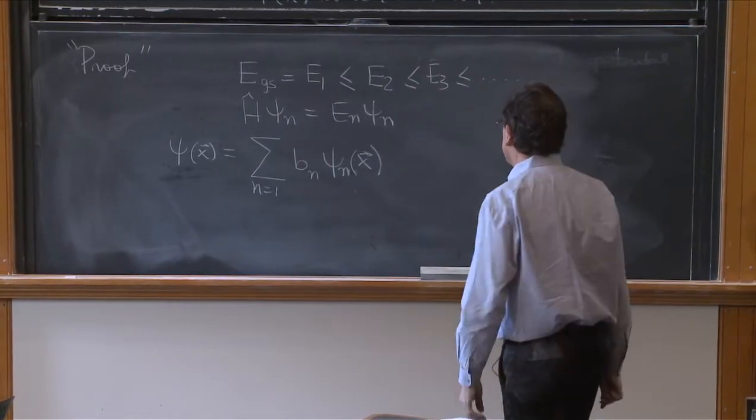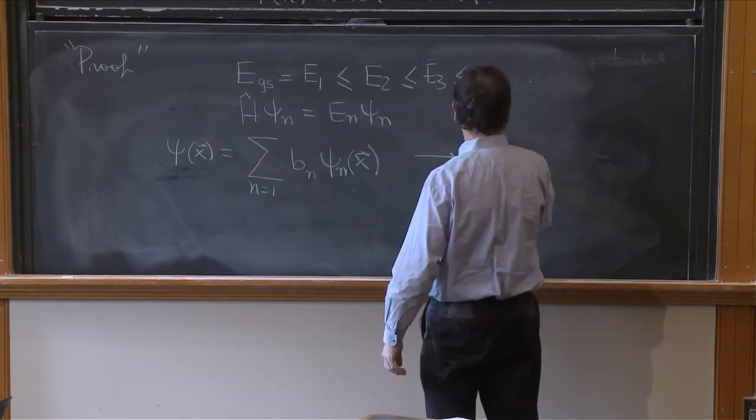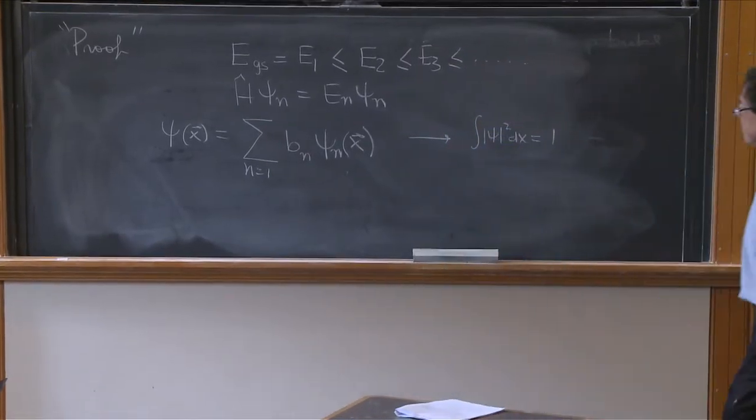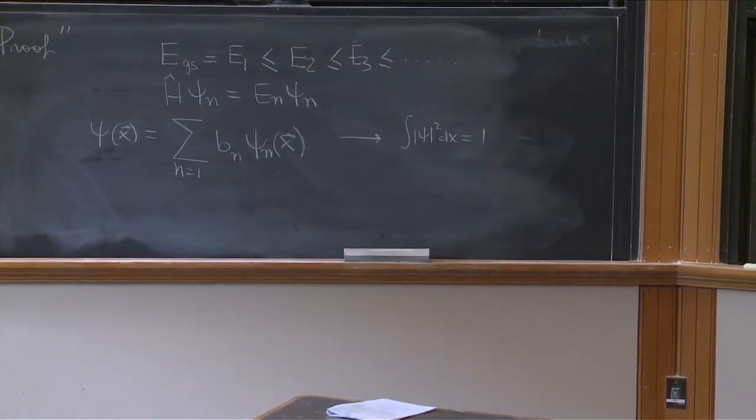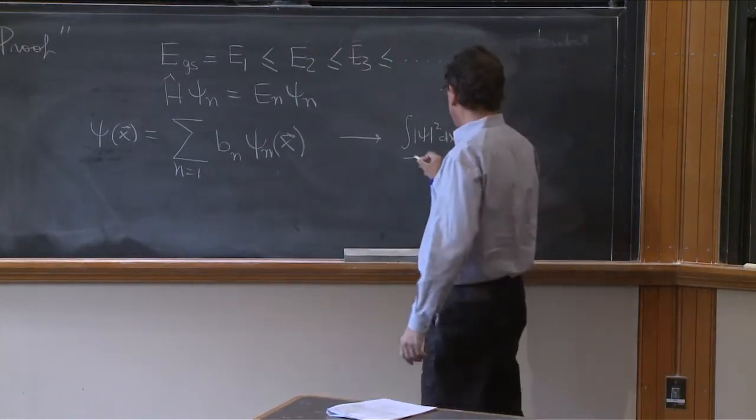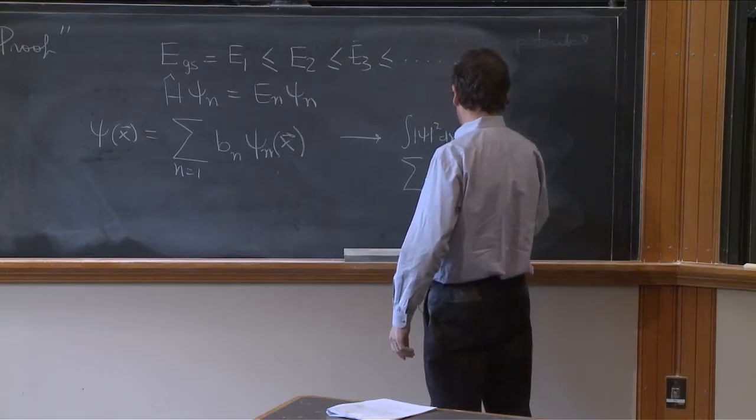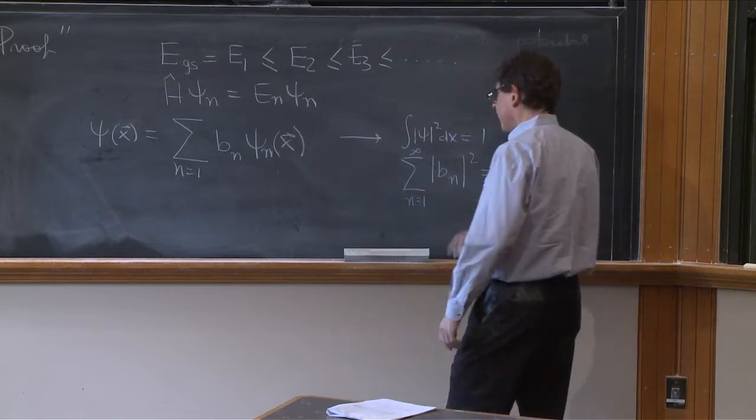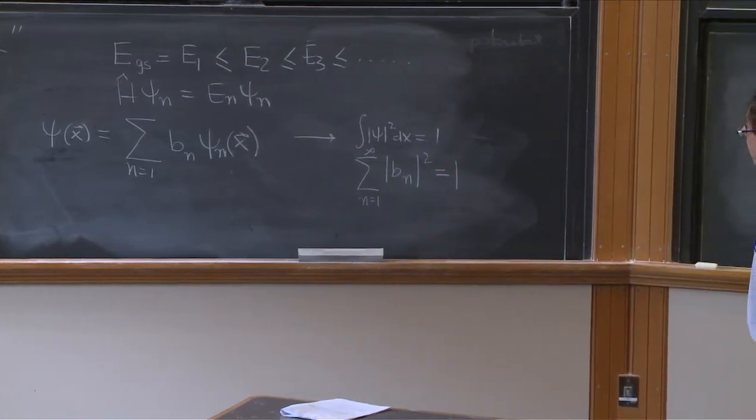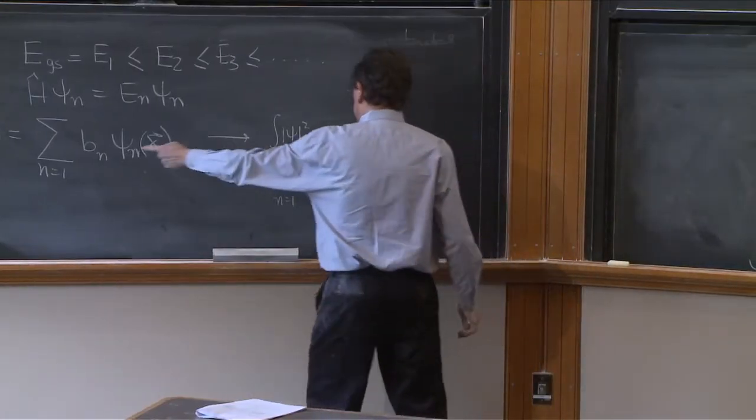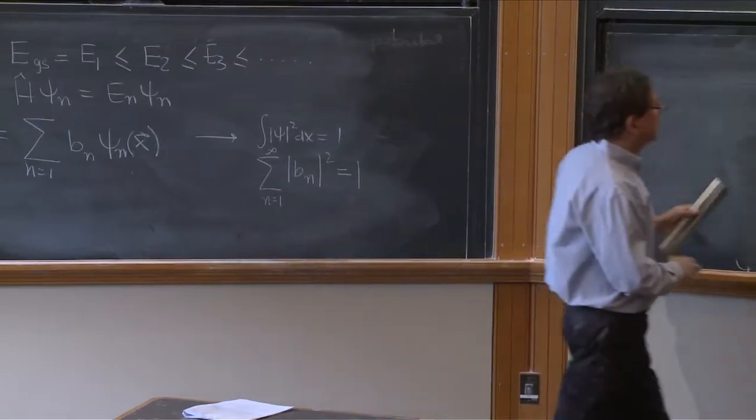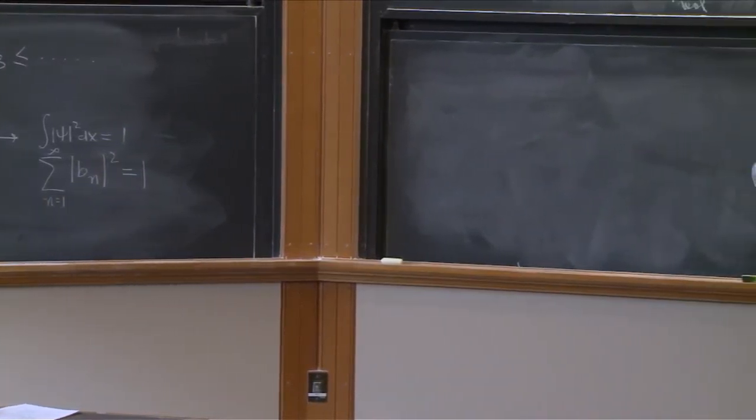A couple of things. The integral of psi squared being 1, you can do that integral, that condition is the sum of the Bn squareds is equal to 1. Here I use the orthonormality. You can evaluate this. It's the kind of thing we were doing last time. Please make sure you know how to do that.